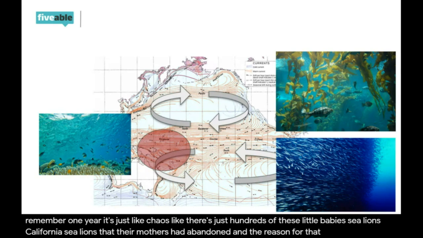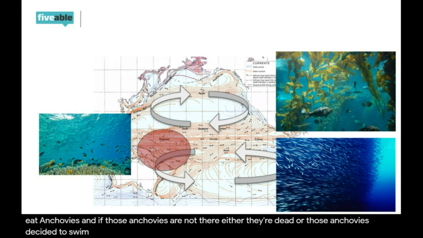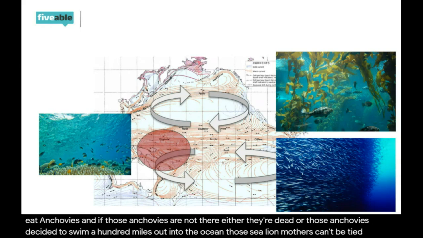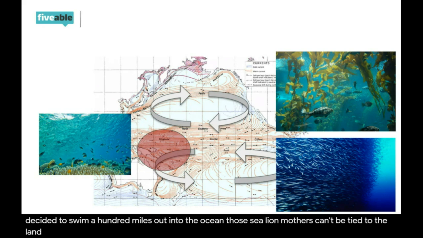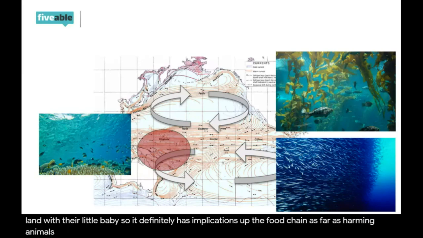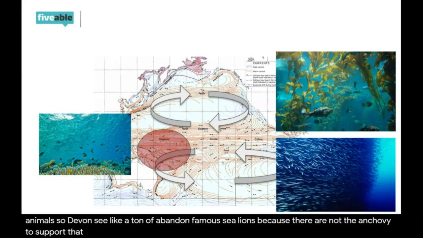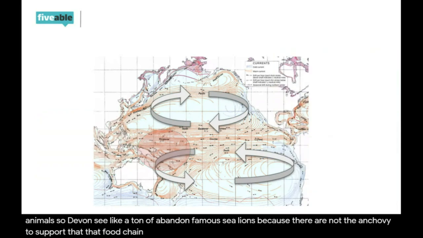And the reason for that is those sea lions eat anchovies. And if those anchovies are not there, either they're dead or those anchovies decided to swim 100 miles out into the ocean, those sea lion mothers can't be tied to the land with their little baby. So it definitely has implications up the food chain as far as harming animals. So definitely sea lions are one that you'll hear about in an El Nino year. You'll have a ton of abandoned baby sea lions because there are not the anchovy to support that food chain.